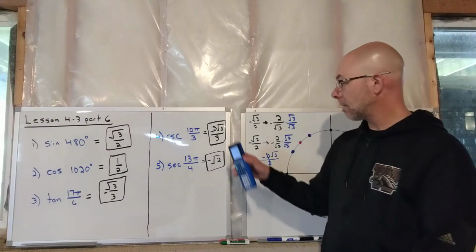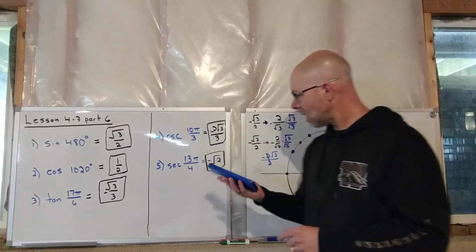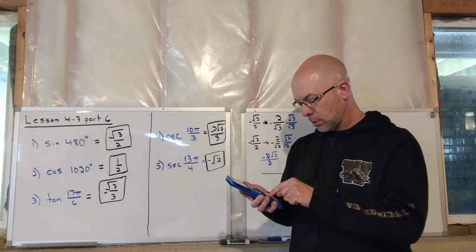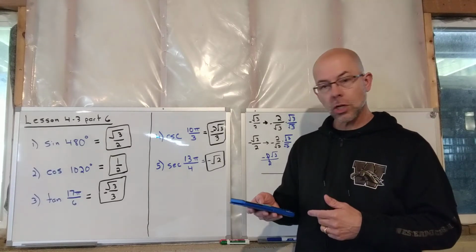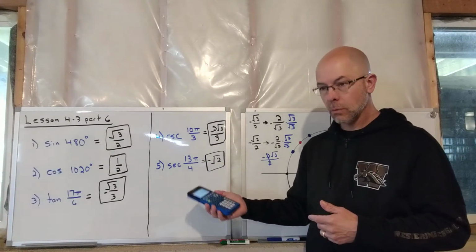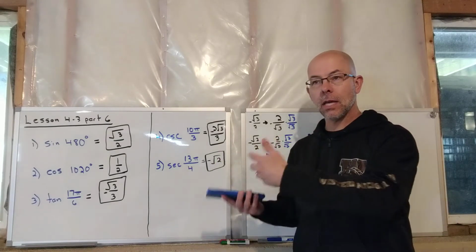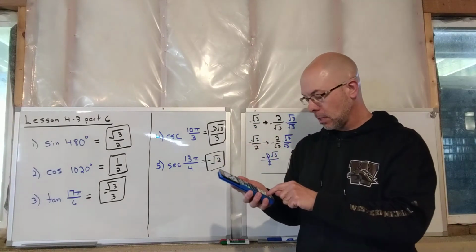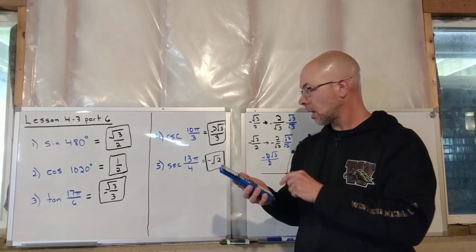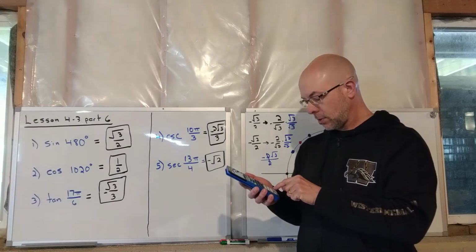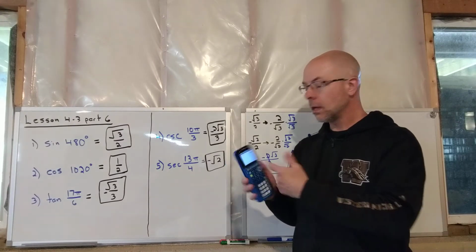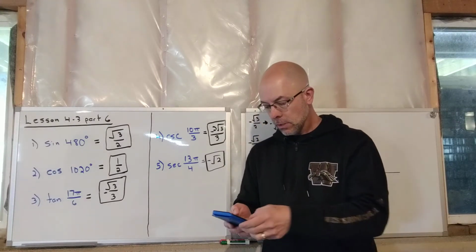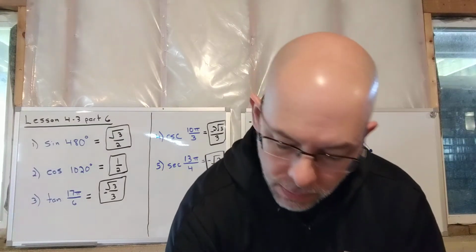Negative 1.15. So that one's right. And square root of 2, negative square root of 2, by the way, is negative 1.414-ish. So the secant, which is 1 divided by cosine. I don't have a secant button. So 1 divided by cosine of 13 pi over 4, negative 1.414. So everything's good. I mean, I got to check my work too.